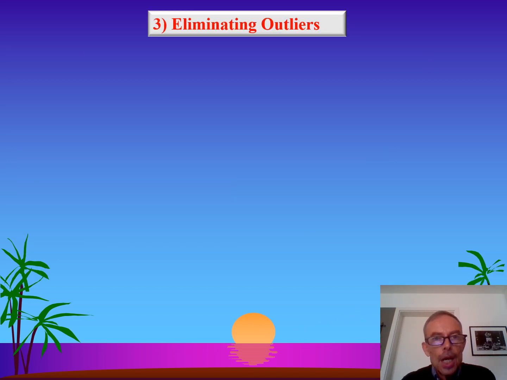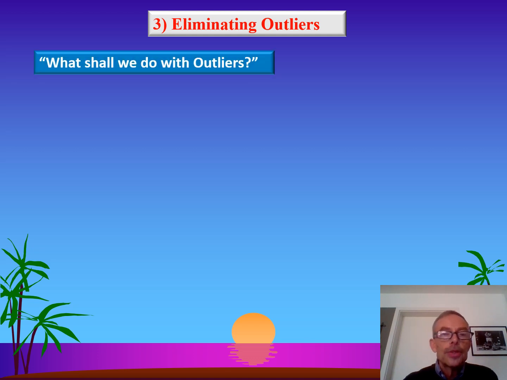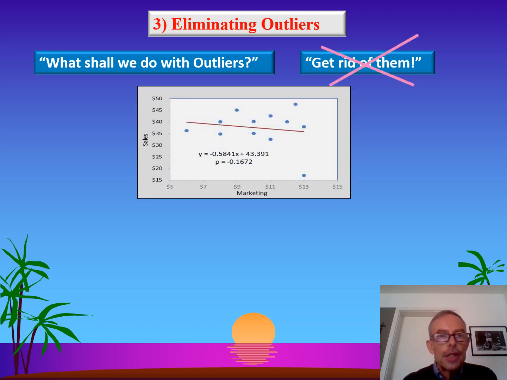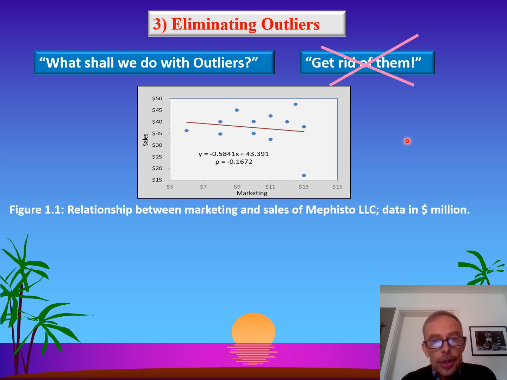Okay, we already come to topic number 3. What shall we do with outliers if we have an outlier in our study? If I ask my students, what shall we do with outliers, I often get the answer, get rid of them. That's not the correct answer. Because if you have an outlier, here we have one actually, and the outlier is not erroneous, the outlier is part of the data series, and you cannot just eliminate it. That's data manipulation or statistical cheating.